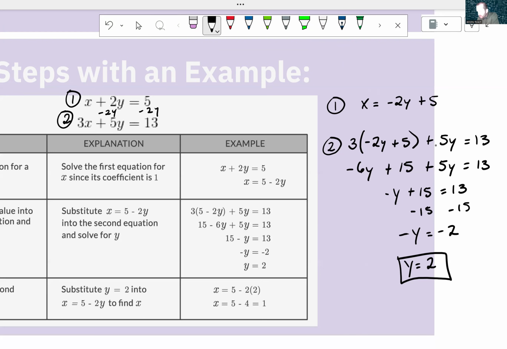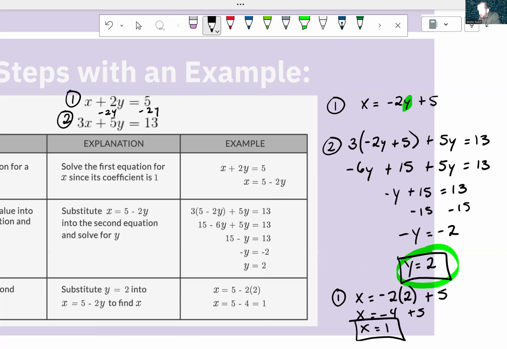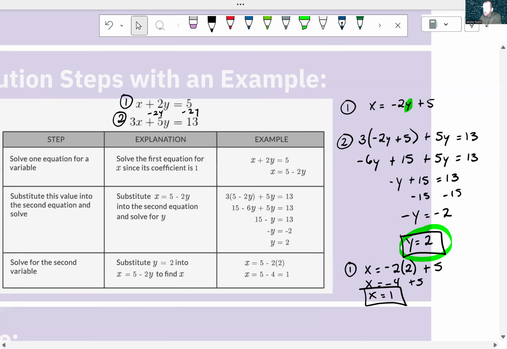Okay, now that we know what y is, you might have guessed it, you can plug in y for equation 1. So all of this, you just plug that in for y onto equation 1, and we will get an answer for x. So write equation 1 again. X equals negative 2 times 2 plus 5. X equals negative 4 plus 5, and x equals 1. So for these, it's going to cross at 1, 2. So that's how you do substitution.